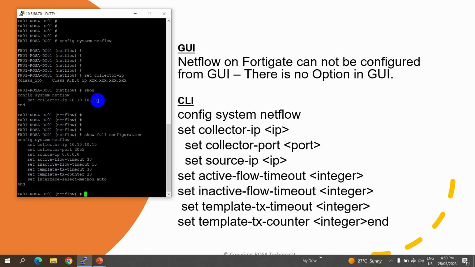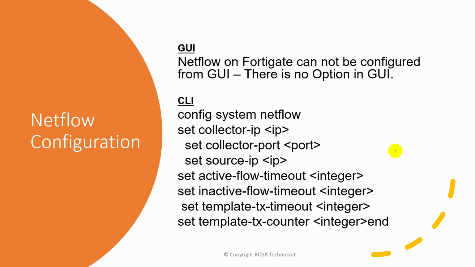So you can see the difference here. I had just configured the collector IP by myself. The rest of the values I have used as the default ones. The default collector port is 2055, no source IP configured, and 30, 15, 30, 20 are the default timeouts for flows and template. From a configuration perspective, you only need the collector IP, and you may want to verify the collector port because the application on the other end might be working on some other port. Okay, let's go to the next page.